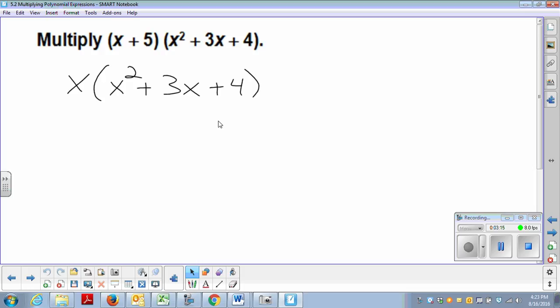The next thing I'm going to do is take this 5 and multiply it times every term in the polynomial. So I have 5 times x squared plus 3x plus 4. Now I'm going to use distributive property and go ahead and distribute this x times this whole trinomial and 5 times this whole trinomial.